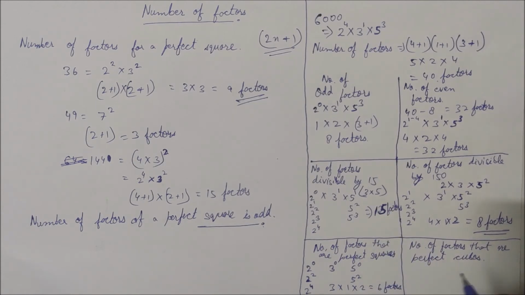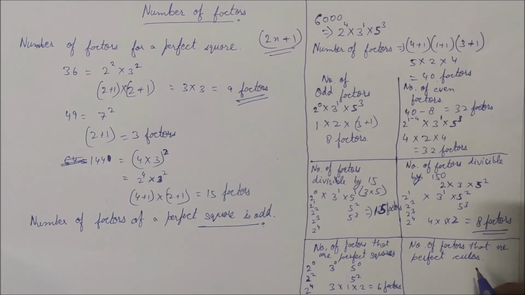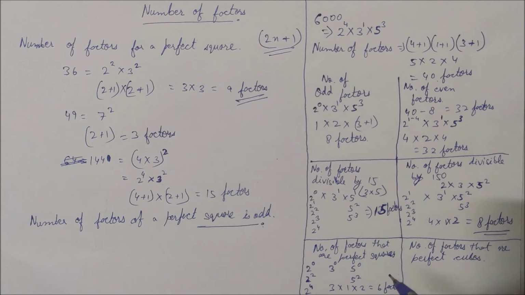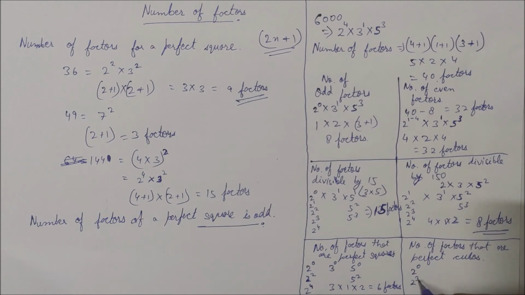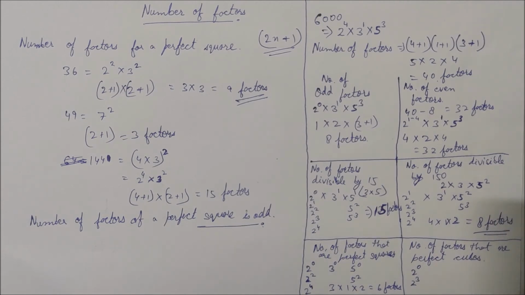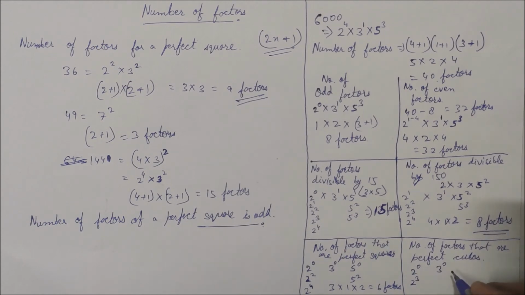Now considering number of factors that are perfect cubes. So for cubes, similarly as we did for perfect squares, the powers had to be multiples of 2. For perfect cubes, the powers have to be multiples of 3. So I can take 2 to the power 0, 2 to the power 3. I can't take beyond that because 2 to the power 4 is not a perfect cube. 2 to the power 2 or 2 to the power 1 is also not a perfect cube. For 3 I can take 3 to the power 0 because 3 to the power 1 is not a perfect cube. For 5 I can take 5 to the power 0 as well as 5 to the power 3 because both these options are perfect cubes.